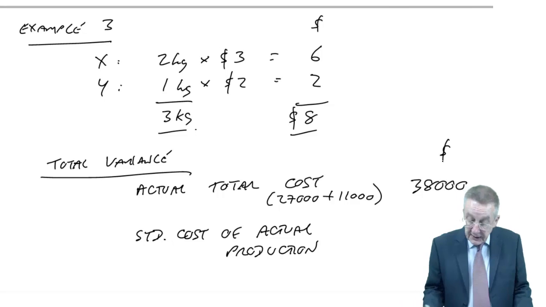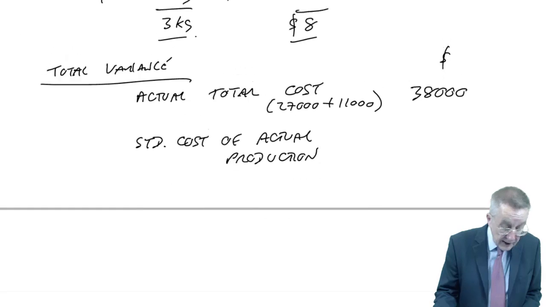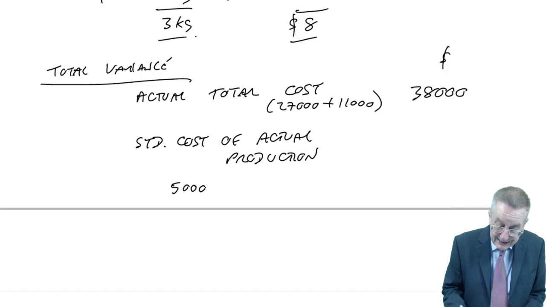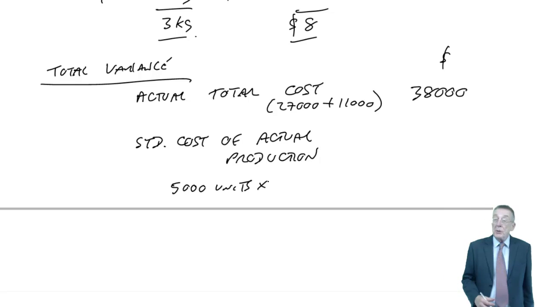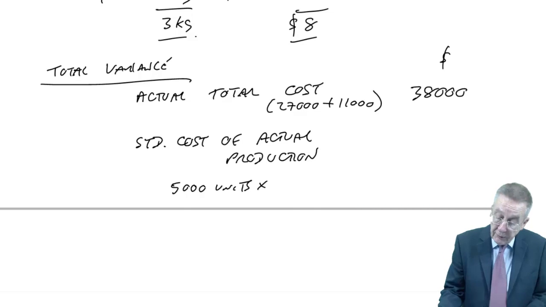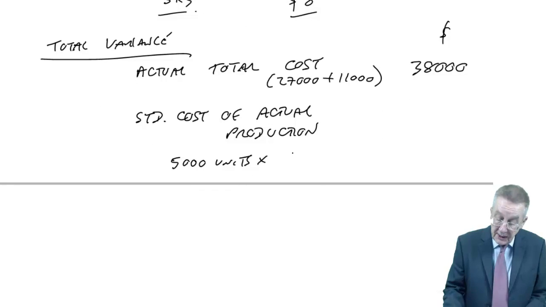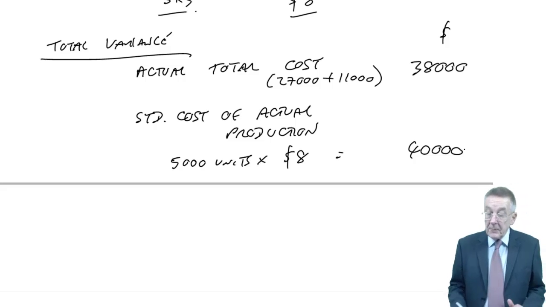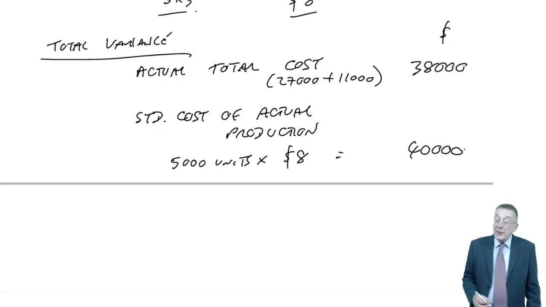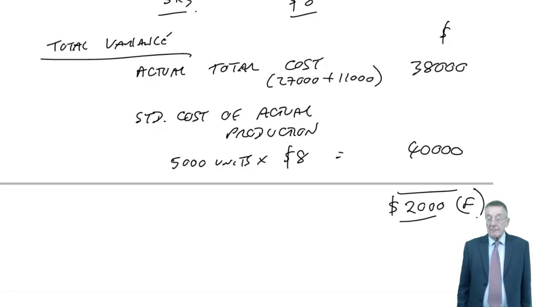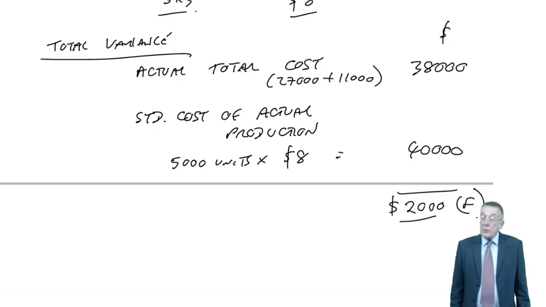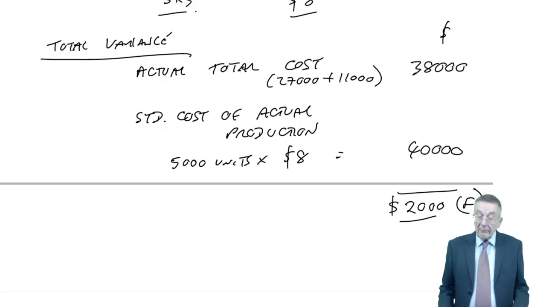How much should we have spent? Well, the actual production was 5,000 units. If everything went perfectly, how much should each unit have cost? Well, from our cost card, it should be $8 a unit. We should have spent $40,000, or expected to spend 40. We only spent 38. And so in total, we've saved with a favourable variance of $2,000. So that's how much we've saved in materials overall.